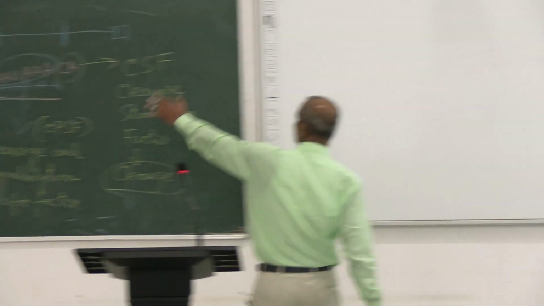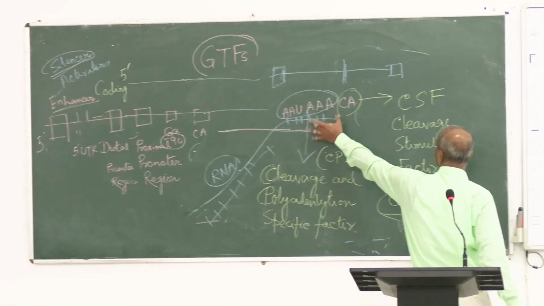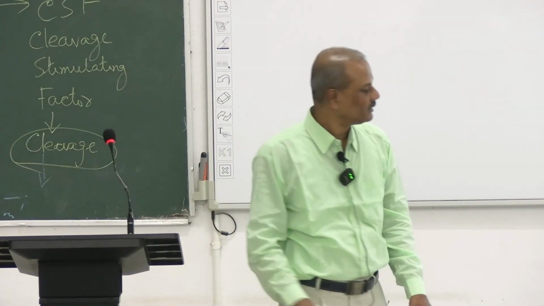So here it is, a lariat structure is formed. That is basically AAU, AAA and then CA. You just remember this part, this much.